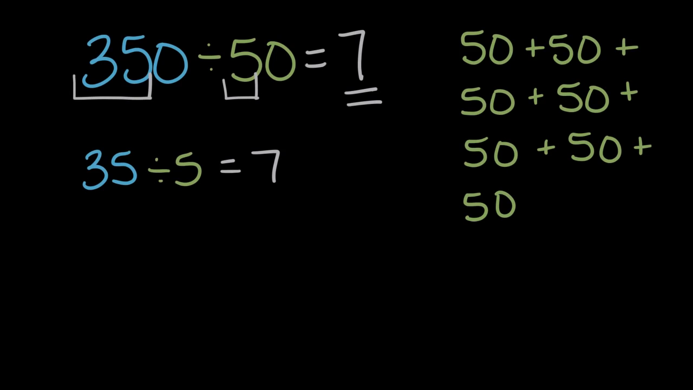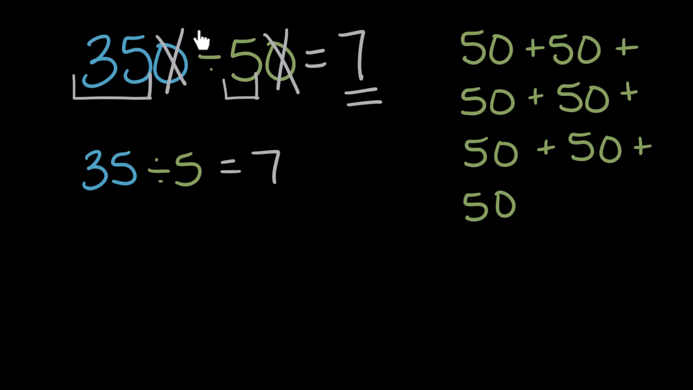35 divided into groups of 5 is also equal to 7. So in a way, these zeros didn't matter. They didn't affect our answer. We were able to cancel them out. Having the 0 in the first number is canceled out by having that 0 in the second number. And let's look at why that is.